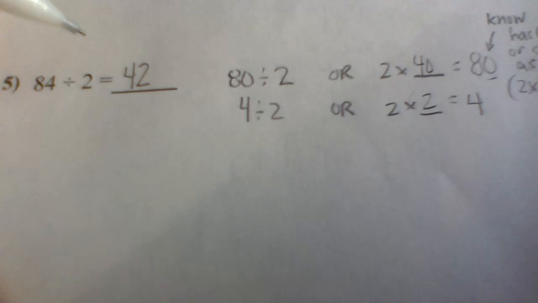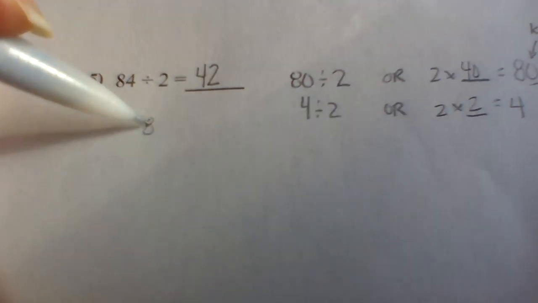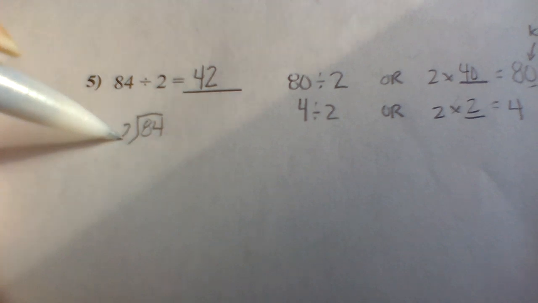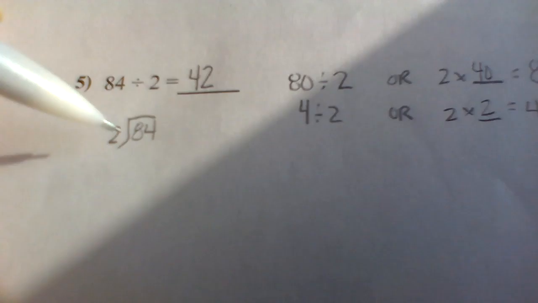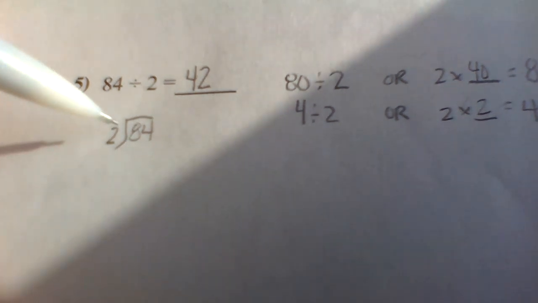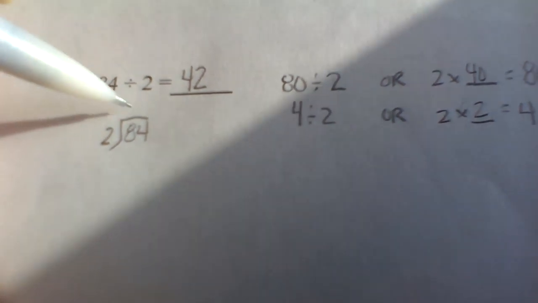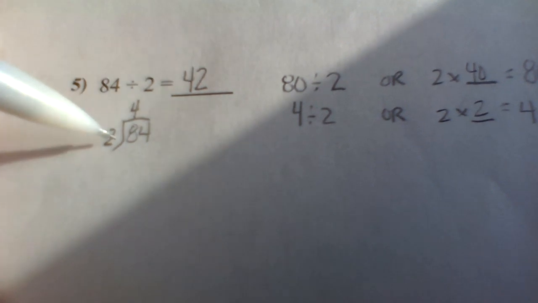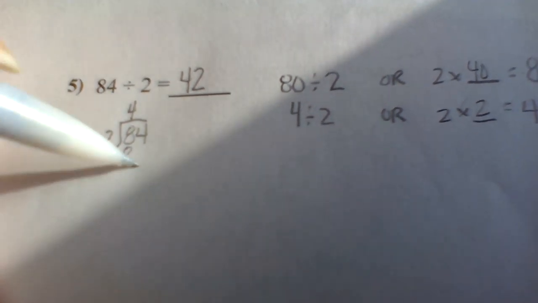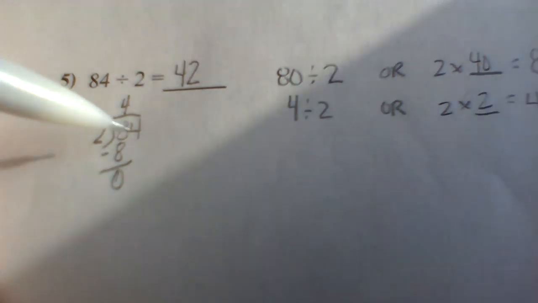But let's do the actual problem. So I'm going to have 84. This number here goes under the bar, and I put my 2 outside. I take my 8 and I'm splitting it into groups of 2, or I can say I'm splitting into 2 groups. Each group has 4 in there. 2 times 4 gives me 8. I'm going to subtract. This is 0. I'm going to bring down my 4.